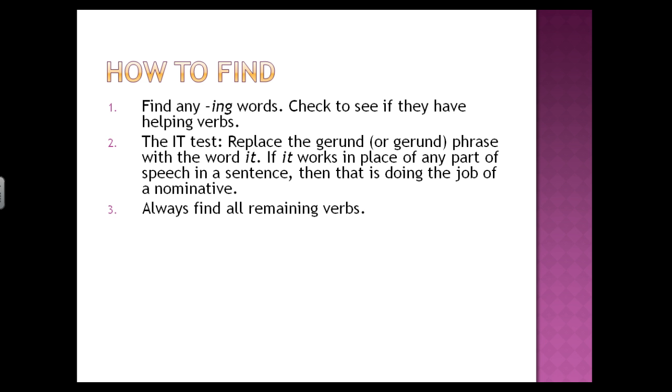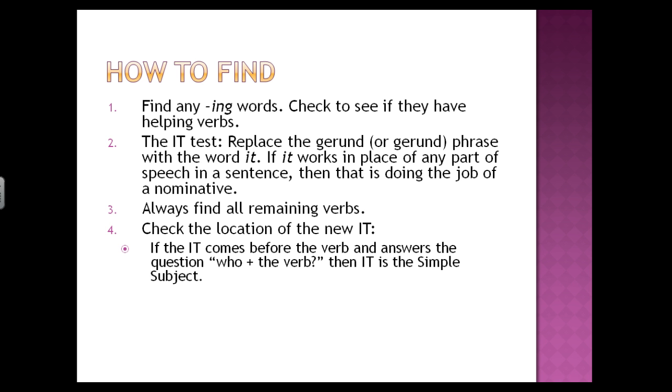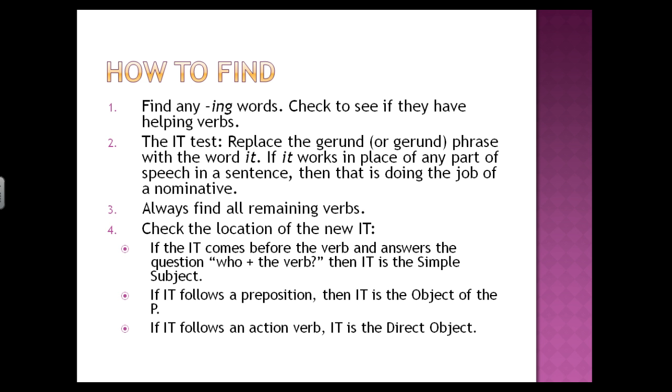We want to check by finding all remaining verbs because we'll need to know those to figure out which type of gerund we have. When we do that, we check the location of that new it. If the it comes before the verb and answers the question who plus the verb, then it is a simple subject. If it follows a preposition, then it's the object of that preposition. If it follows an action verb, it's the direct object. If it follows a linking verb, it is a predicate nominative.